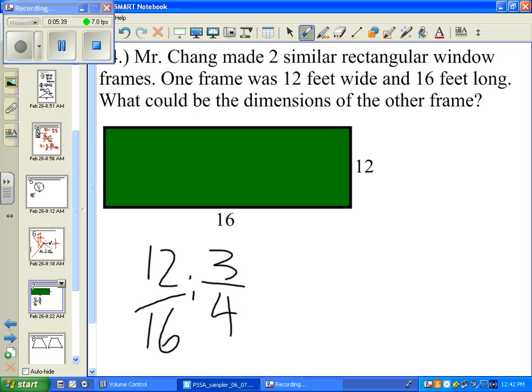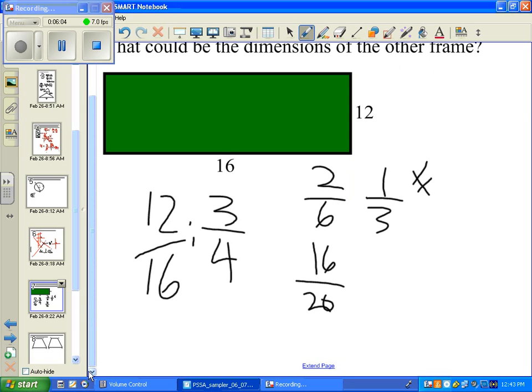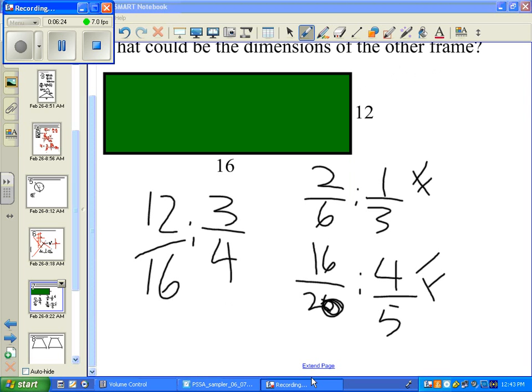If you look at all of your answers here, they say 2 feet by 6 feet. That's one of them. 2 by 6. Well, this is 1/3. So that's false. And another one that they gave you was 16 by 20. I'm getting the ratio of these numbers. And 16 by 20 is the same as 4/5. Well, 4/5 is not equal to 3/4. That's false.